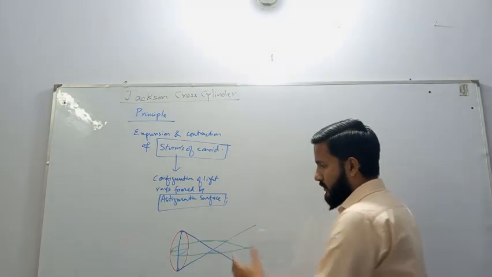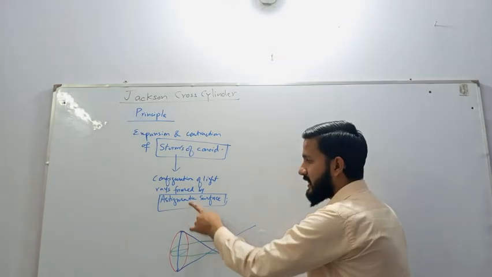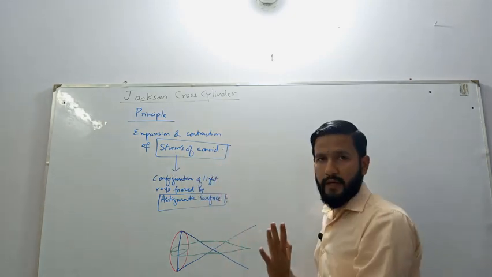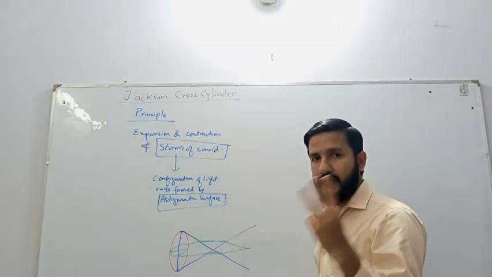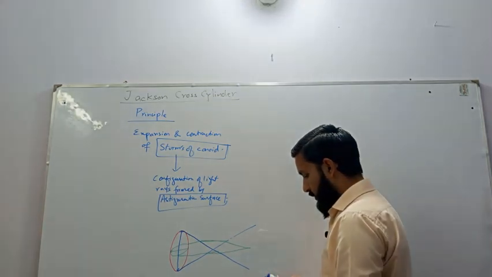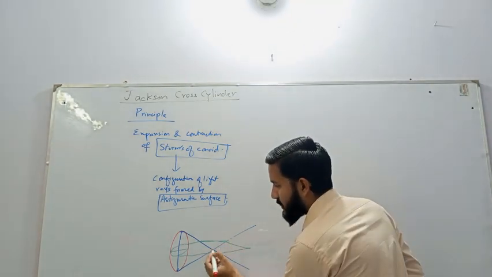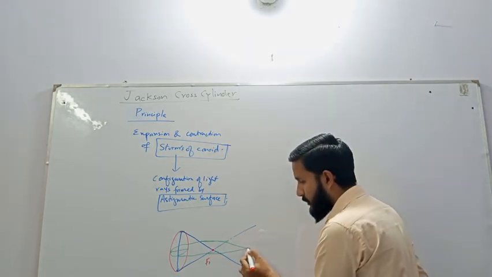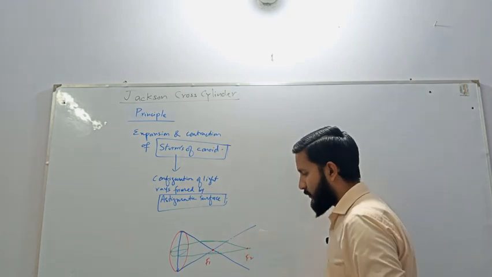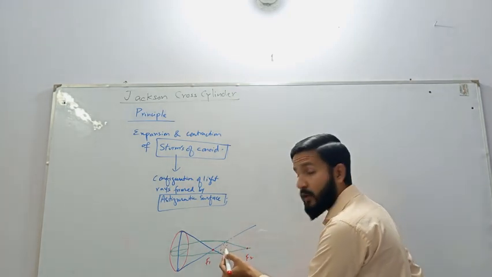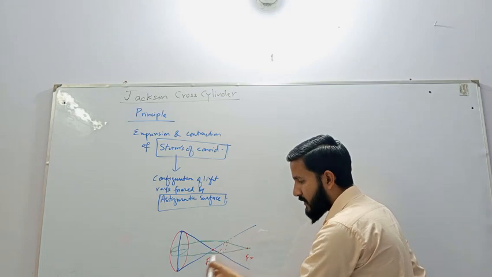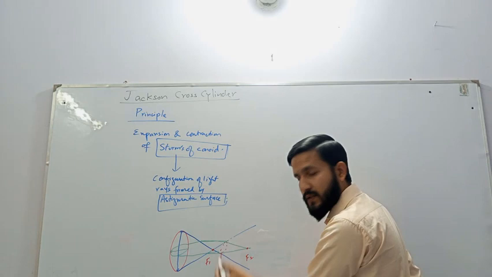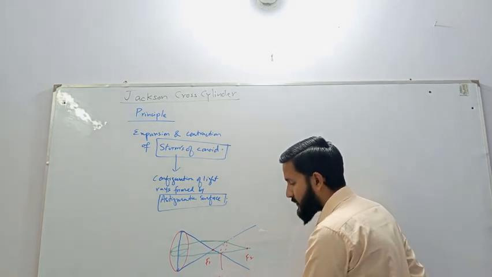Okay, so this is the configuration that is formed by an astigmatic surface, and it is known as Sturm's conoid. And in Sturm's conoid we have three main things. Number one is the first focal point, which I will label as F1. This is the second focal point, which I will label as F2. And this is the point where convergence of light rays is equal to the divergence of light rays from both meridians. This is known as the circle of least confusion.